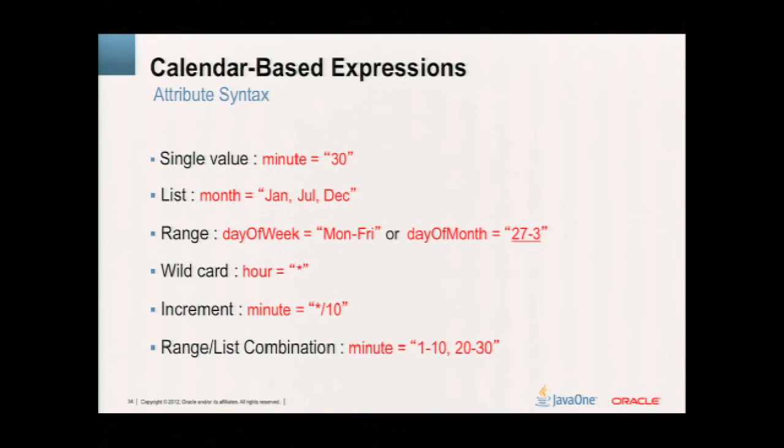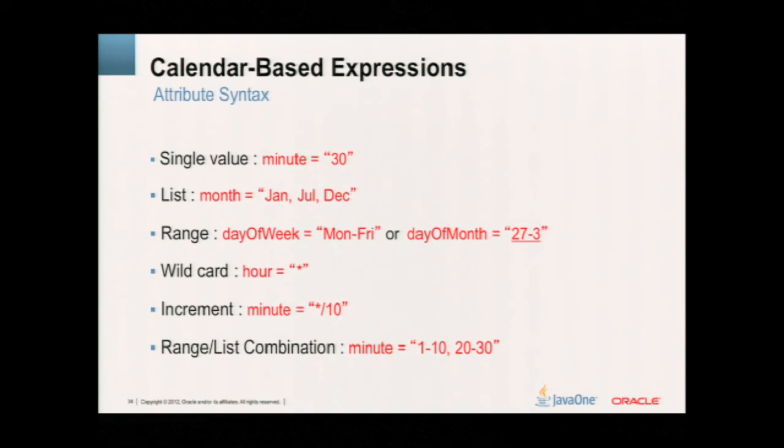You can combine those options into some rules. Obviously, there is a single value. List is comma-separated values. You can have a range, and the range can go over the end. So here it is from 27 to whatever the end of the month, and then to the 3rd of the next month. And for the day of the week, you can also have Friday to Monday, which will be Friday, Saturday, Sunday, Monday.